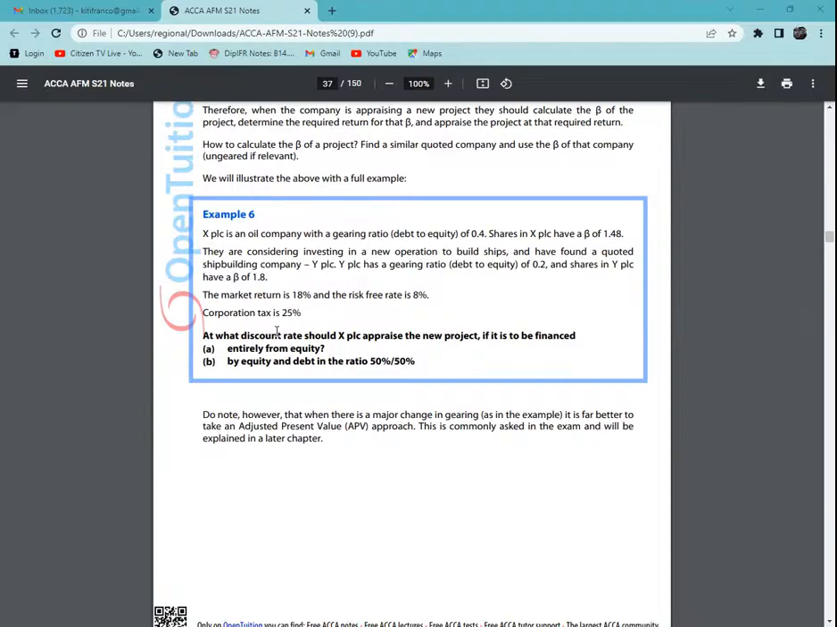Should I use 1.8, or rather 1.48? Which one is the most relevant? We had tackled something like this in our last class, if you can remember. Which one is the most relevant?